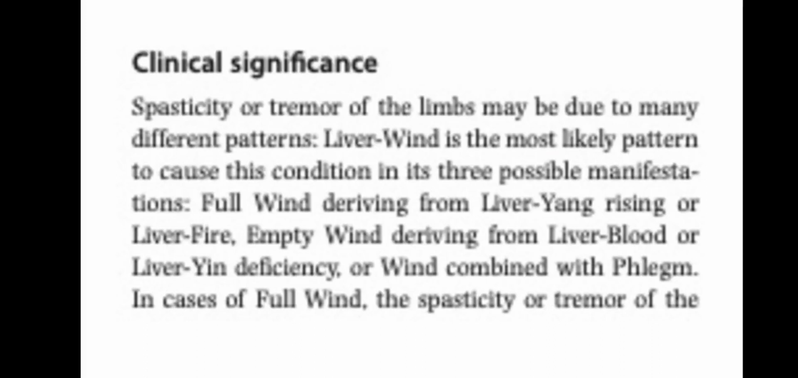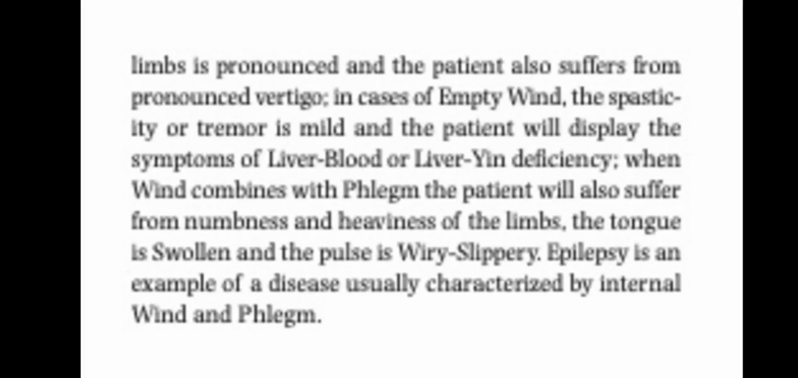Full wind deriving from liver yang rising or liver fire, empty wind deriving from liver blood or liver yin deficiency, or wind combined with phlegm. In cases of full wind, the spasticity or tremor of the limbs is pronounced and the patient also suffers from pronounced vertigo. In cases of empty wind, the spasticity or tremor is mild and the patient will display the symptoms of liver blood or liver yin deficiency. When wind combines with phlegm, the patient will also suffer from numbness and heaviness of the limbs. The tongue is swollen and the pulse is wiry and slippery. Epilepsy is an example of a disease usually characterized by internal wind and phlegm. The same symptoms may be caused by a general deficiency of qi and blood failing to nourish the sinews and muscles, in which case they are mild.